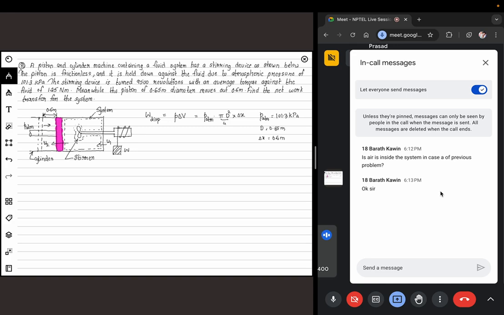And air is expanding, so this is a positive work. So if you substitute this, what is the value you are getting? I'm getting a value of around 20.168, just writing in kilojoule. So this is for the displacement work. Is that it, or is there anything else?